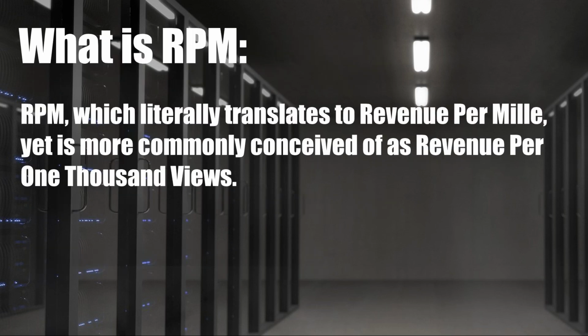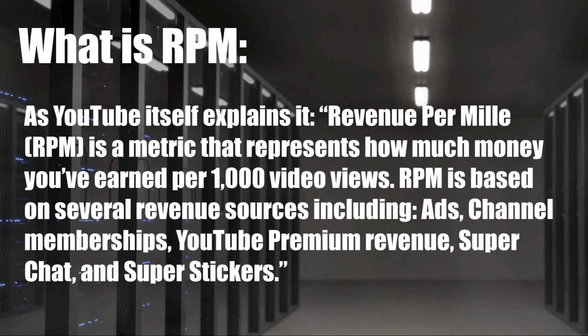In this particular video, we'll be looking at the concept of RPM, which literally translates to revenue per mille, yet is more commonly conceived of as revenue per 1,000 views. As YouTube itself explains it, quote, "Revenue per mille, RPM, is a metric that represents how much money you've earned per 1,000 video views. RPM is based on several revenue sources including ads, channel memberships, YouTube Premium revenue, Super Chat, and Super Stickers," end quote.